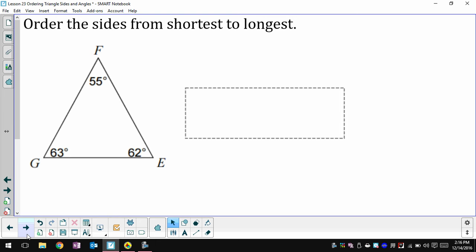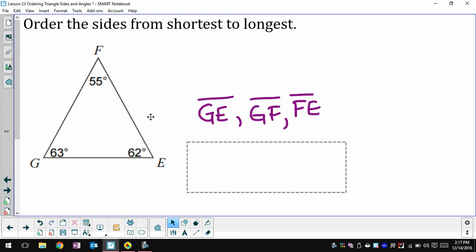I can do the same thing for sides. If I know how many degrees are in each angle, I can order the lengths of the sides even though I don't know how long they are. So in this one, I want to go shortest to longest. F is my smallest angle. That means GE is my shortest side. And G is my biggest angle, so that means FE is my biggest side.